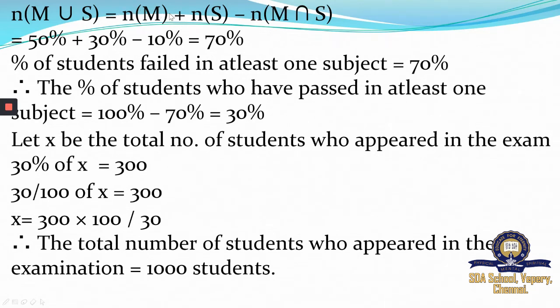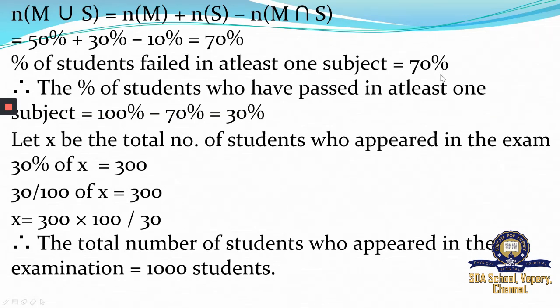All these are the fail percentage of students. So these are the percentage of failures in maths, these are the percentage of failures in science, and these are the percentage of failures in both the subjects put together. Then we have substituted in this formula. What do we get? We get 70. 50 plus 30 is 80. 80 minus 10 is 70. Hence, we have got the percentage of students failed in at least one subject with the help of this formula.